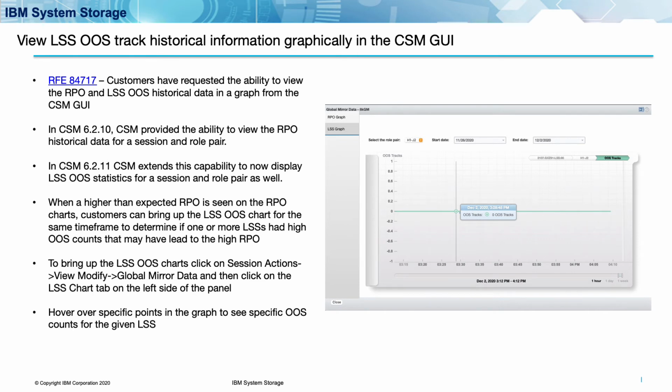And so, just some details about this. You can select which LSSs you want to see, so if you want to focus in on a certain number of LSSs, you can do that. You can adjust the time range with the slider at the bottom. And when you hover over, you'll see the specific LSS OOS, etc. Customers have been asking for these graphing capabilities for quite a while. We're building them in, and hopefully you'll find this quite useful.